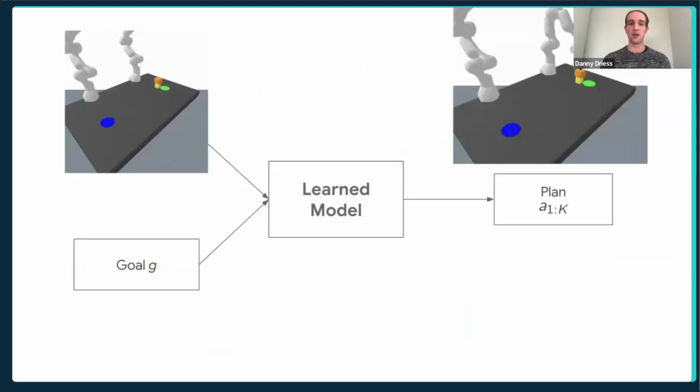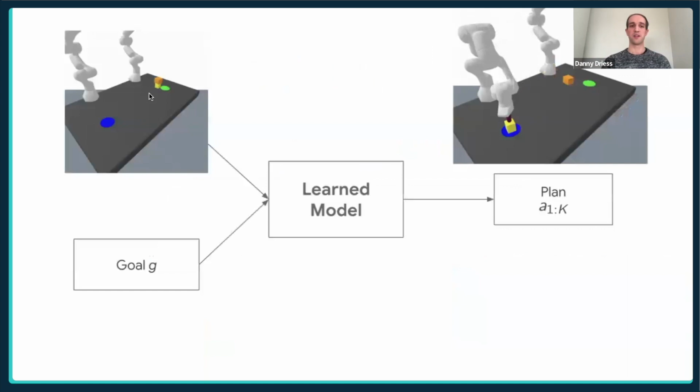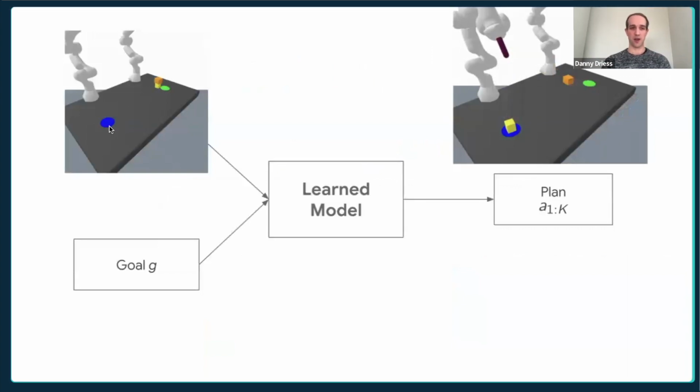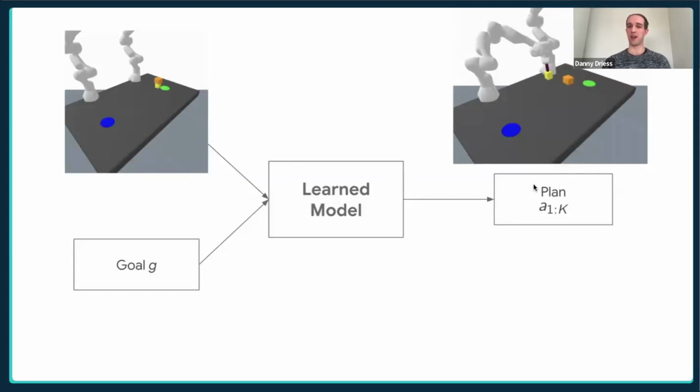So now let me explain a little bit more what the motivation for Palmy was. Let's say we want to solve a robotics task like putting this yellow block onto this blue spot. We can frame this as giving a model a goal and maybe an observation, and then we want to have a plan.